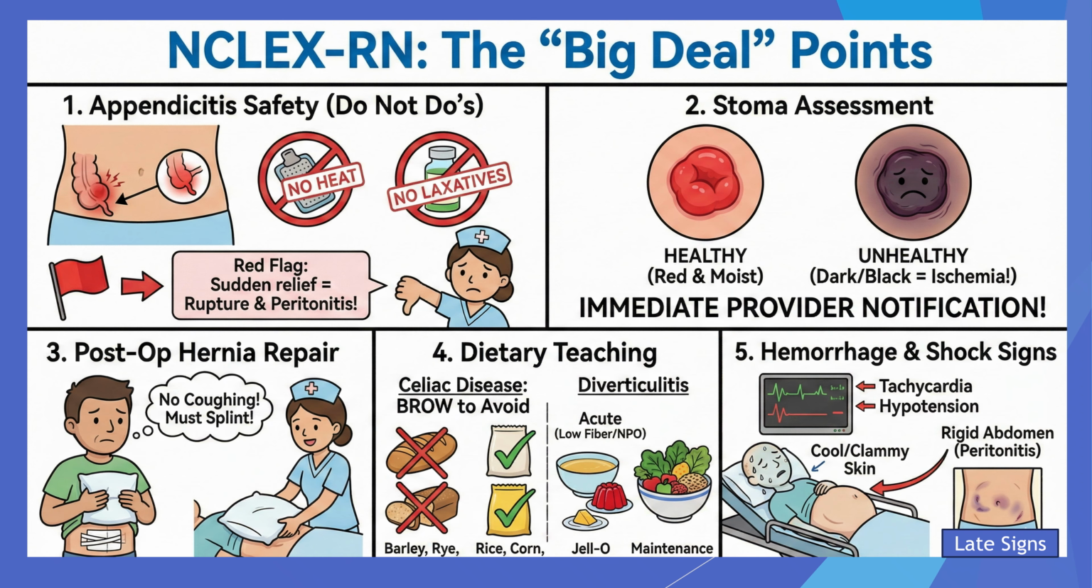Diverticulitis, know the difference between acute: low fiber, NPO, and maintenance: high fiber. No fever. Hemorrhage and shock signs in an abdominal trauma or post-op patient: watch for tachycardia, usually the first sign. Hypotension, cool, clammy skin and a rigid abdomen, peritonitis. Look for Cullen's or Turner's sign as a late indication of internal bleeding.